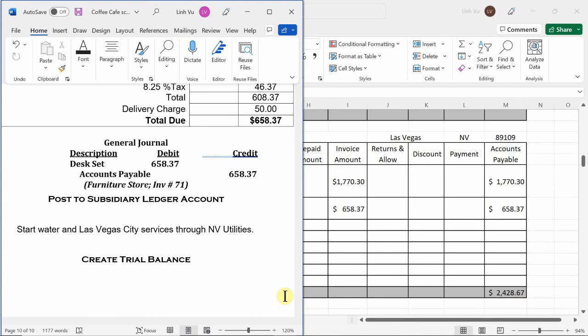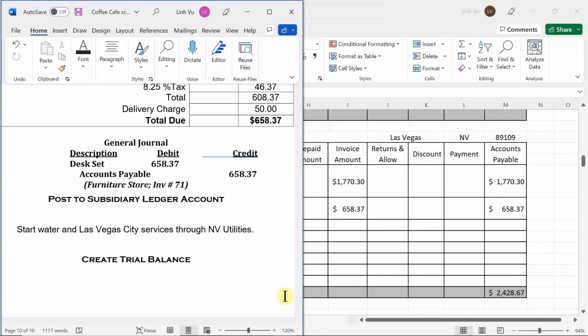No, because in this case, all that happened was I started the city services and the water through NV Utilities. So that's all it's telling me. Because it's a utility, what happens to water? We have to measure how much water we used. So in this case, I haven't received a bill yet. They don't require me to put a down payment or a deposit. They just turned on the water.